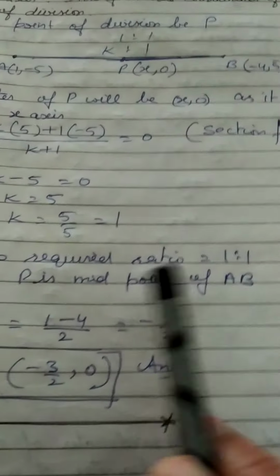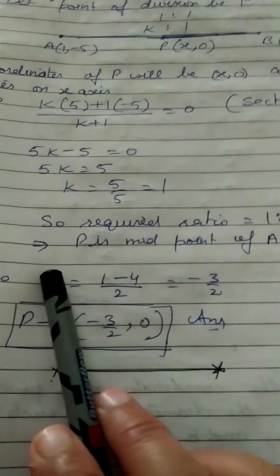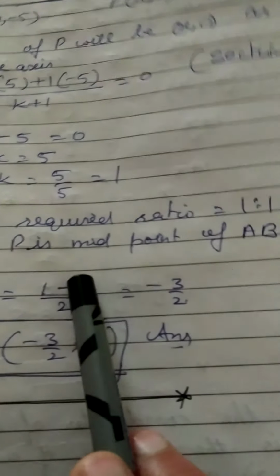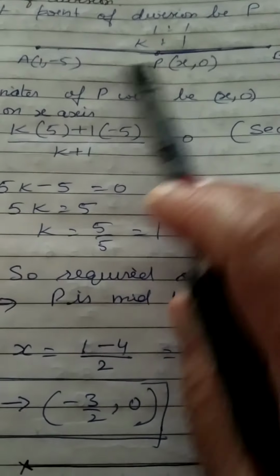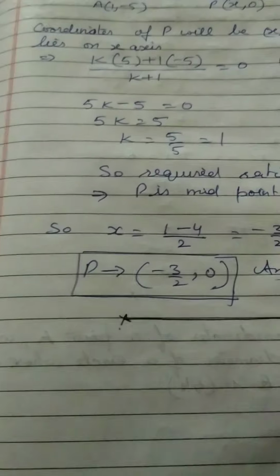Here k we have got 1. That is, P is the midpoint of AB. Because the ratio has become 1 ratio 1, therefore P is the midpoint of AB.